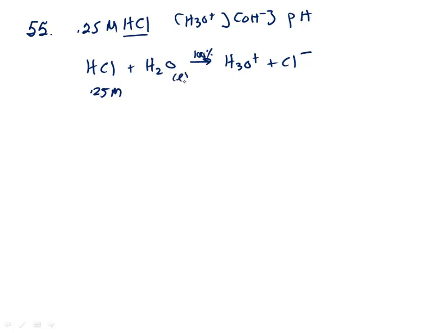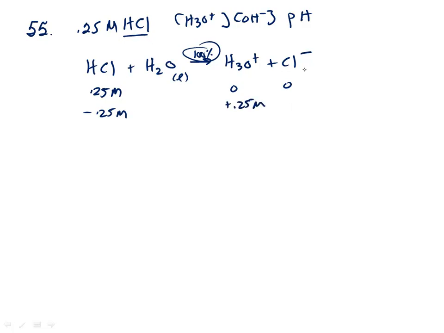It's pure liquid. Concentration's constant as long as it's present, so we don't worry about that. This is initially 0. This is initially 0. How much of this unionized acid are we going to lose in the change? All of it is correct because it's a strong acid. We said 100%. So we lose this. That means we gain 0.25 molar of this.